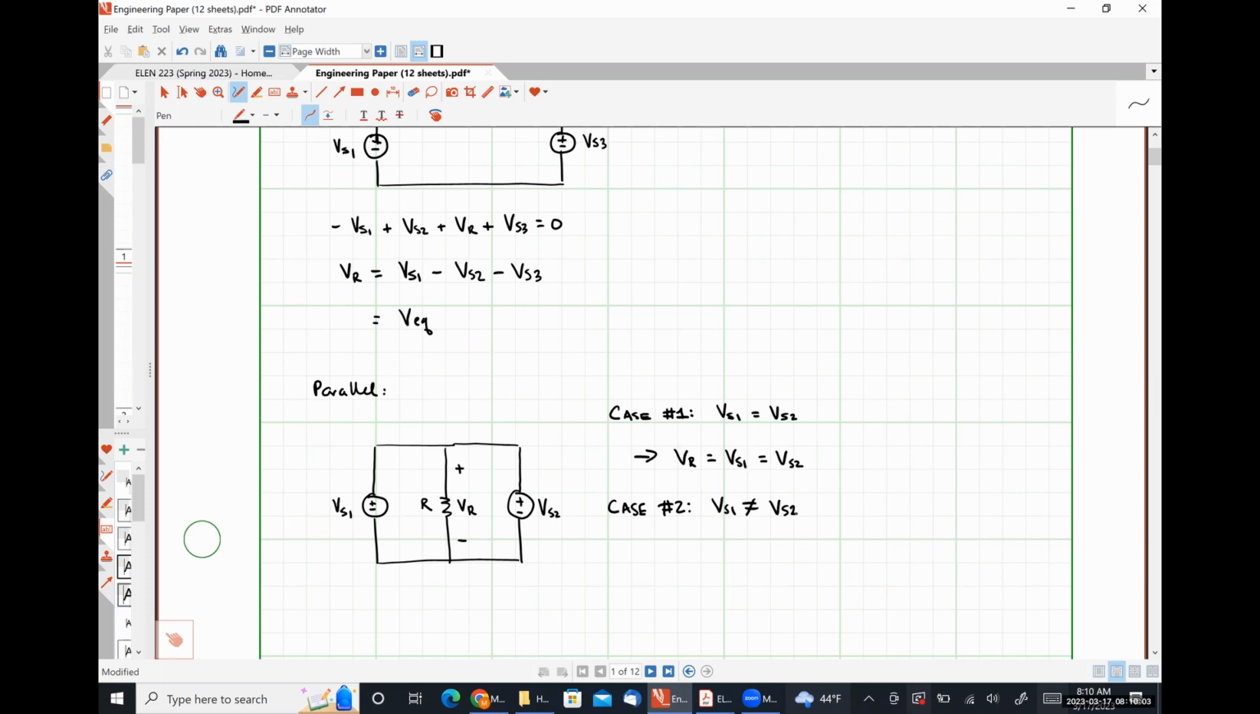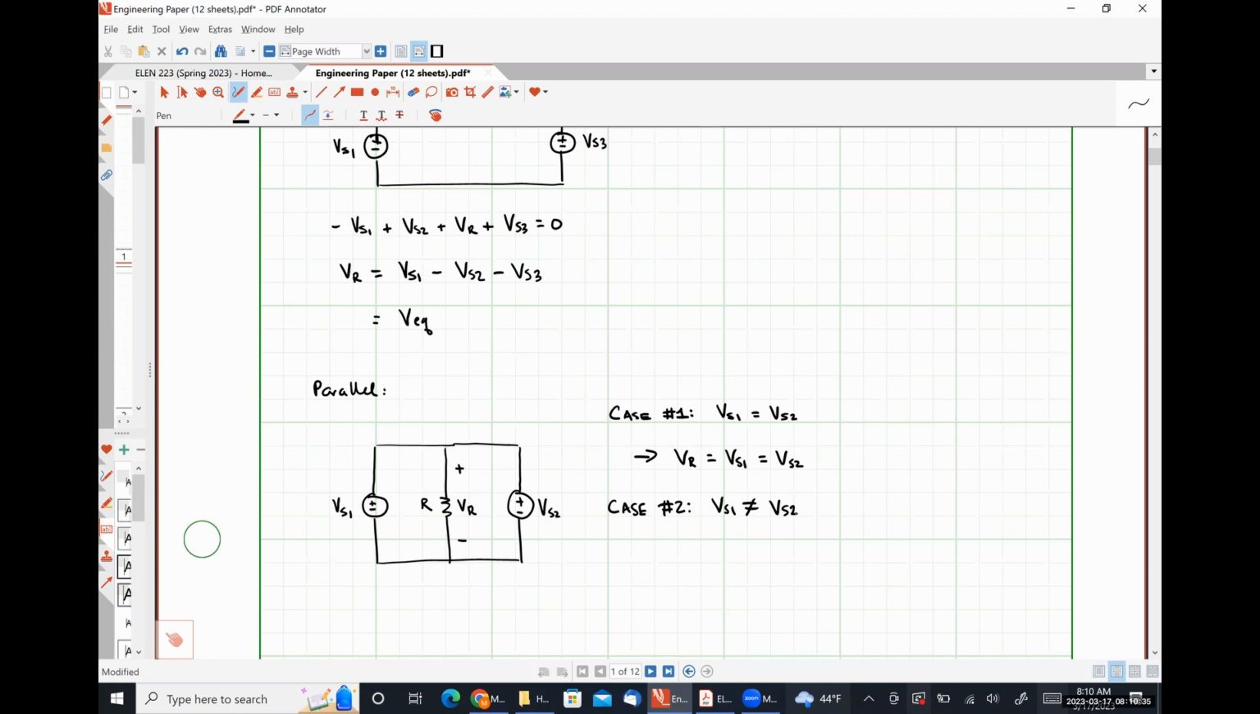And here we run into a little bit of a problem, right? If we wrote a Kirchhoff's voltage law equation around the left-hand mesh here, we would see that VR is equal to VS1. If we wrote a Kirchhoff's voltage law equation around the right-hand loop, though, we would see that VR is equal to VS2. So how can VR be equal to VS1 and VS2 if those are two different numbers? Well, the short answer is it can't.